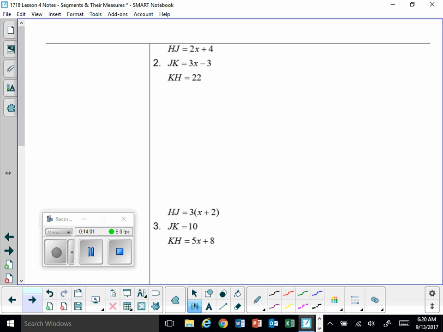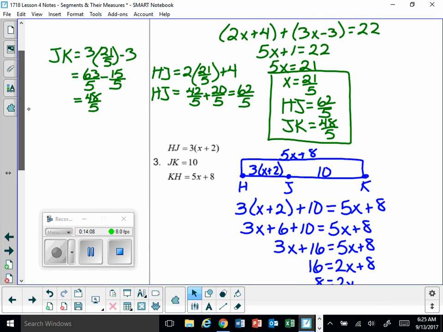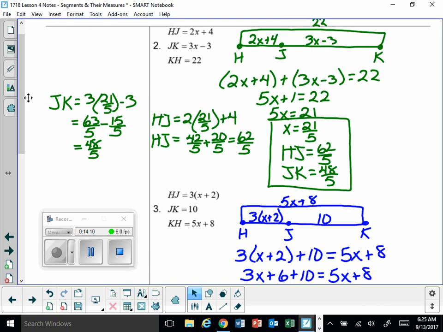All right, I want you to try these two on your own. Pause your video and come back to check when you're done. All right. Number 2 is a challenge because you got a fractional value for X, 21/5. So even I had to do a little scratch work to the side to figure out HJ and JK.